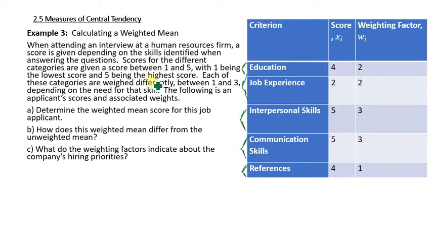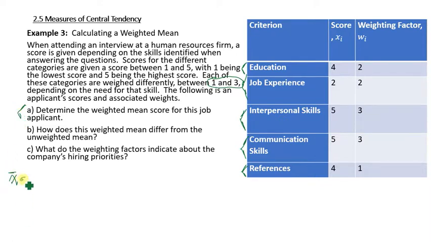Scores will be given between 1 and 5 depending on how strong your answer is, with 1 being the lowest and 5 being the highest. Each of these categories is weighted differently, with a weighting between 1 and 3. 1 means we probably need that skill, 2 means we really need that skill, and 3 means it's really important to this career or profession. Part A asks us to determine the weighted mean score for this job.